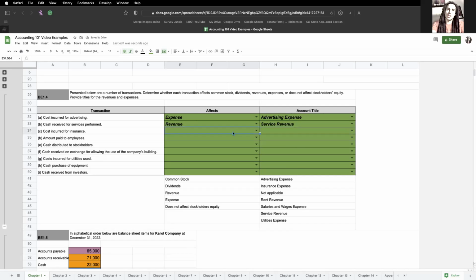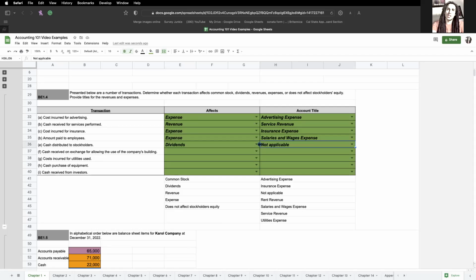Costs incurred for insurance, that's going to be an expense, specifically insurance expense. The amounts paid to the employees, that is an expense, specifically salaries and wages expense. Cash distributed to stockholders, that affects dividends. The account title here is not applicable. This is because we are only looking for account titles for revenues and expenses.